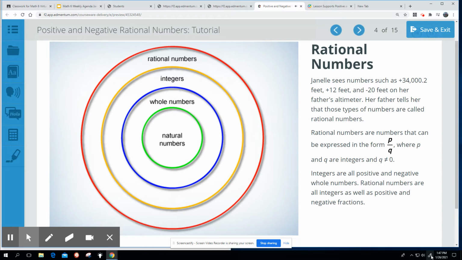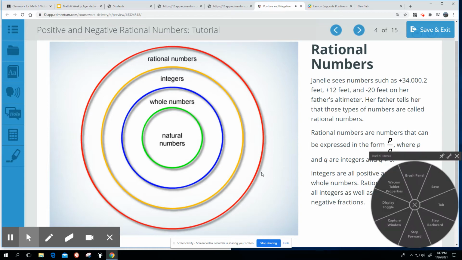Integers are all positive and negative whole numbers. Rational numbers are all integers as well as positive and negative fractions.